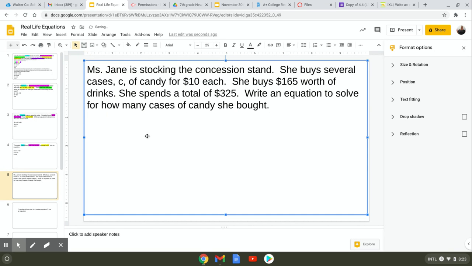Okay, it says Miss Jane is stocking the concession stand. She buys several cases, C, of candy for $10 each. So that means they want you to use the variable C for candy. She buys $165 worth of drinks. She spends a total of $325. Write an equation to solve how many cases of candy she bought.